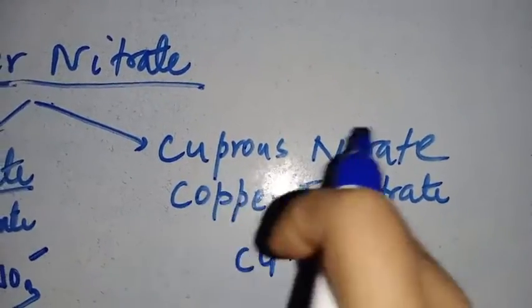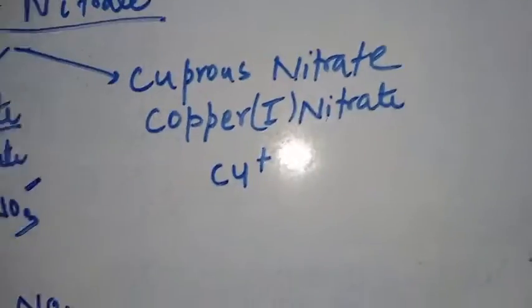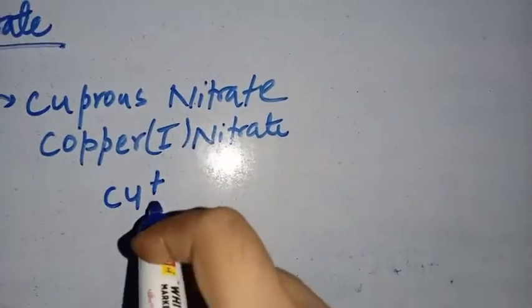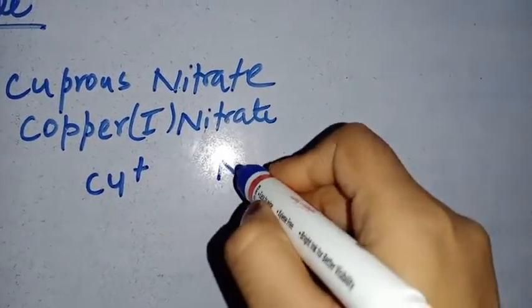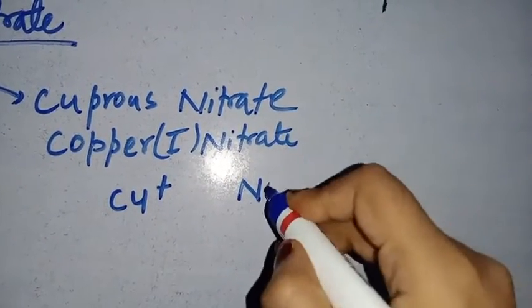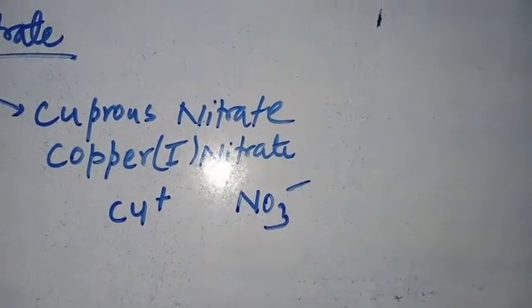Similarly, we will do it for cuprous nitrate or copper 1 nitrate also. So you know, copper 1 nitrate means Cu+, copper 1 means Cu+, and nitrate will be like that, NO3-.